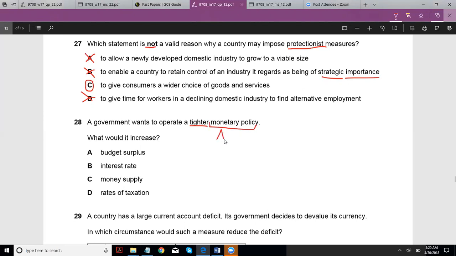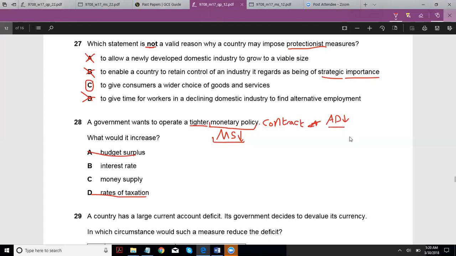So here, a tighter monetary policy indicates a more restrained monetary policy, a more contractionary monetary policy. Basically, a contractionary monetary policy makes use of interest rates or money supply in such a way that AD goes down. Well, budget surplus and rates of taxation are just fiscal policy. Just cut them right away.